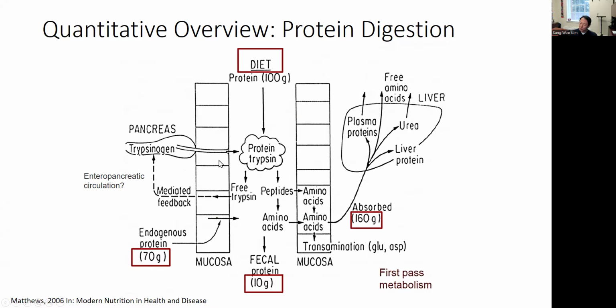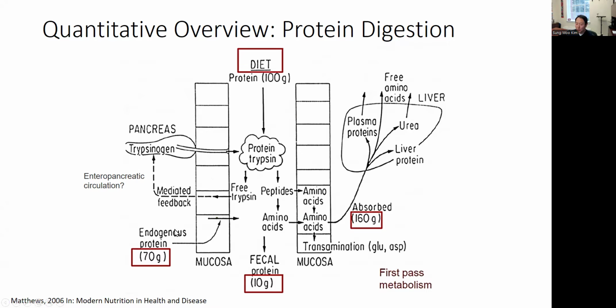So traditionally, we're thinking that those endogenous secreted enzymes will be degraded after they worked and into amino acids. However, there is a thought that some of the enzymes will be recycled. Okay? Yeah, I put the question mark. I encourage you to do your own research about this enteropancreatic circulation, because there's some research going on here.